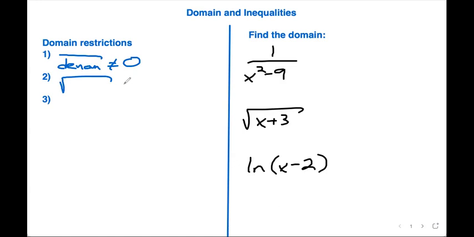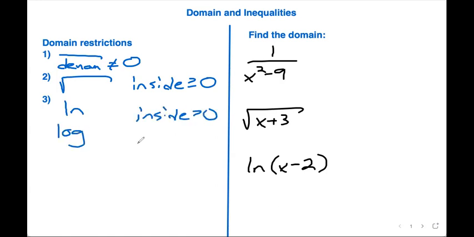Anything inside of a square root or an even root, square root, fourth root, sixth root, eighth root, anything inside has got to be greater than or equal to zero. If you have a natural log or a logarithm, anything inside of there would be greater than zero. So you have denominators, square roots, and logarithms, and the restrictions that are associated with them.